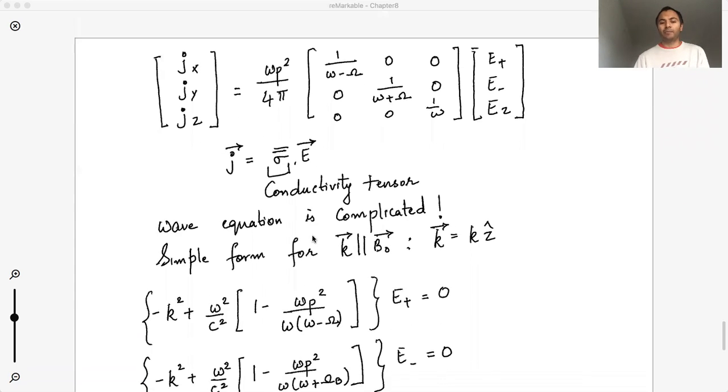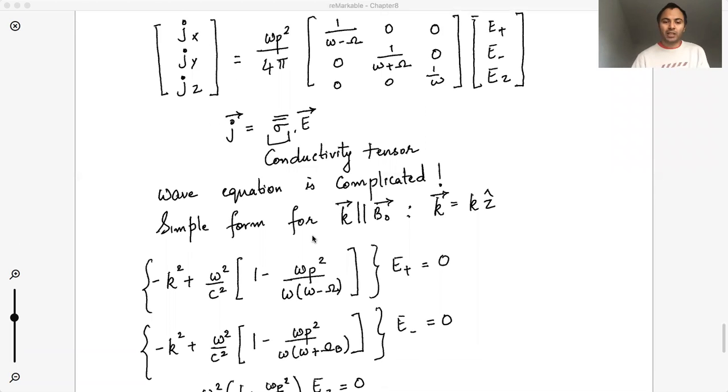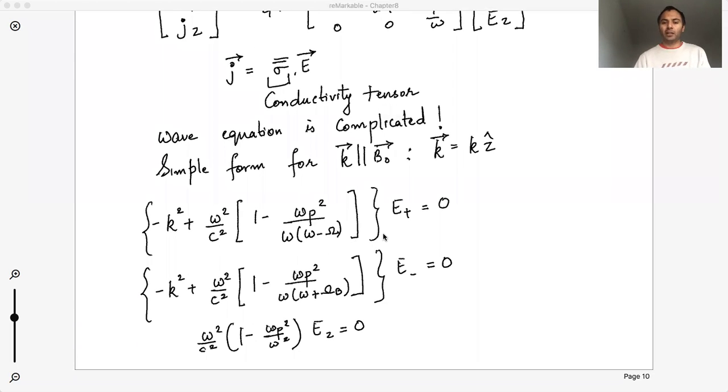So I'll skip the algebra because you already have the intuition of how to do this, how to go about getting the wave solution from Maxwell's equation. So there's no point just repeating the algebra. So I'm going to skip it, and I'm going to write the final equation which you get.